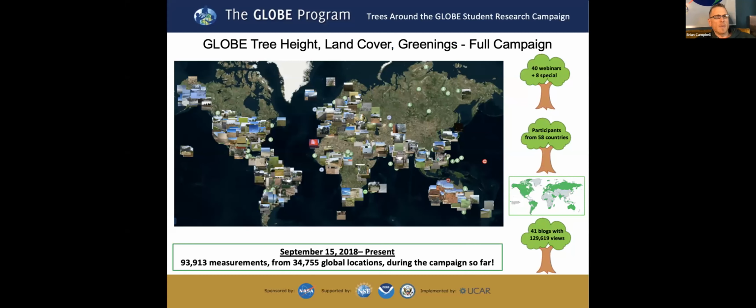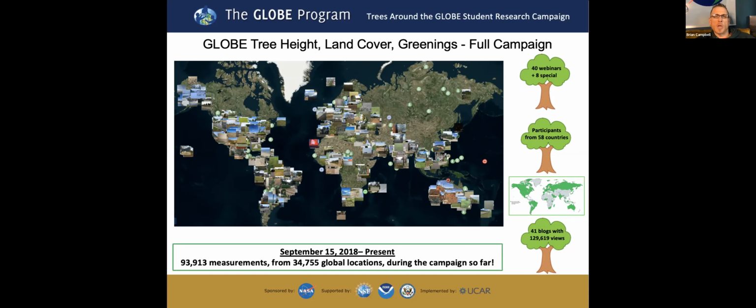And here is a map from the GlobeViz page, the visualization tool. This is showing you these 93,913 measurements. It doesn't look like it, but if you zoom down, it starts spreading out and you get more numbers. This is actually the 40th official campaign webinar today. We've had 8 special webinars. We've also had a couple of other associated ones where our team has presented at the European Phenology Campaign, at the Urban Heat Island Effect Surface Temperature Field Campaign, and Globe Mission Mosquito.